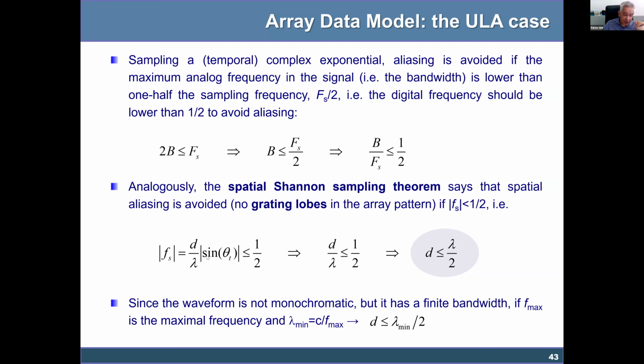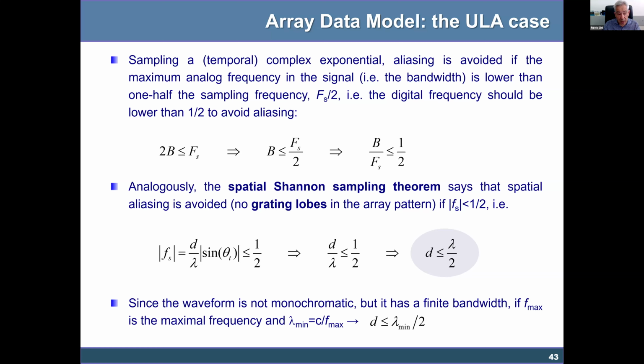So the largest value of the modulo of sin theta is 1. So basically, I select D in such a way that this inequality is satisfied in the worst case. And so what I get is that the distance between the sensors cannot be greater than half the wavelength. So I cannot space the sensors more than lambda over 2.